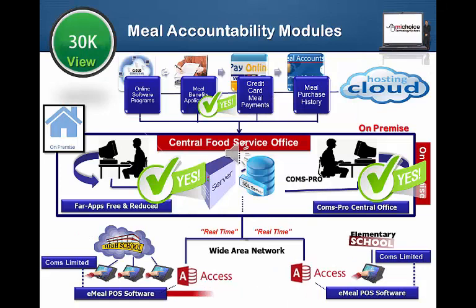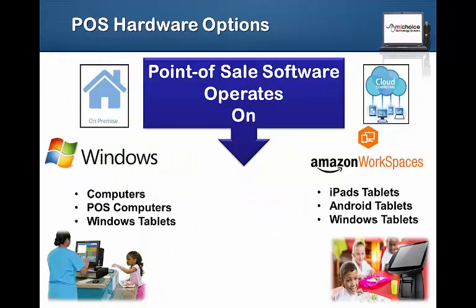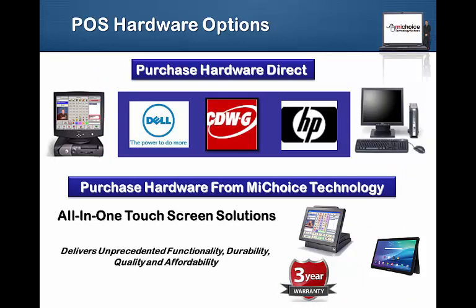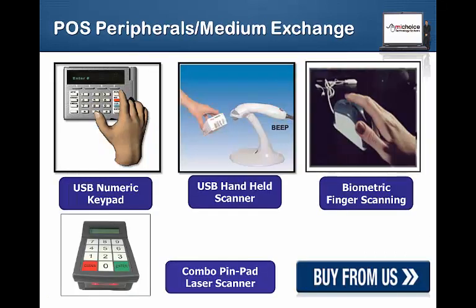Now, the next modules in our easy-to-use suite of products are point-of-sale software and hardware. First, I want to explain the hardware options that our software requires. Again, we give you choices. For on-premise installation, it requires Windows-based point-of-sale hardware. Or if we're hosting the software in the cloud with Amazon Workspaces, you can use iPads or Android tablets. You can buy the hardware direct from your preferred vendor, or you can purchase the hardware from us. Again, we provide choices for you and your budget on point-of-sale peripherals that are used for student identification at the serving lines.